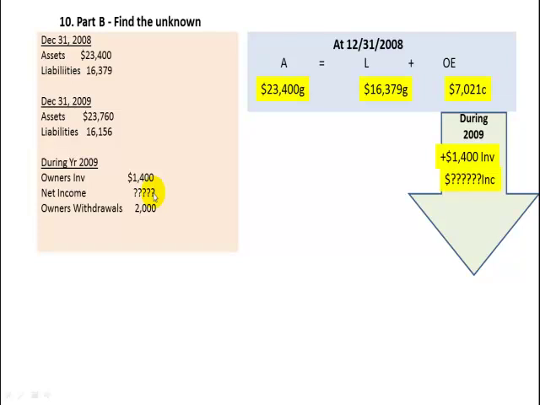All right. During 2009, the owner invested $1,400. Income we don't know, and that's what we're really looking for, net income. But we also know that the owner withdrew $2,000, which is minus $2,000. Now, we don't have enough information to do the following. We can't say owner's equity 7,021 plus 1,400 minus 2,000 and come up with an ending owner's equity figure. That's just not enough information.